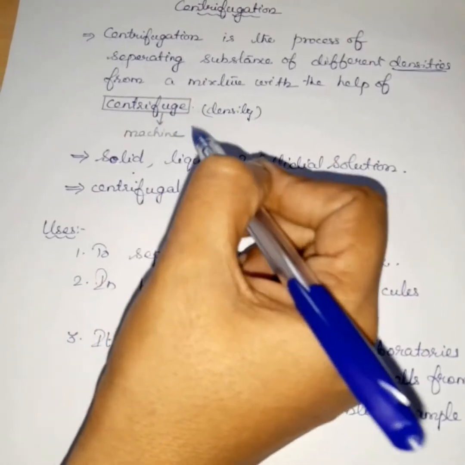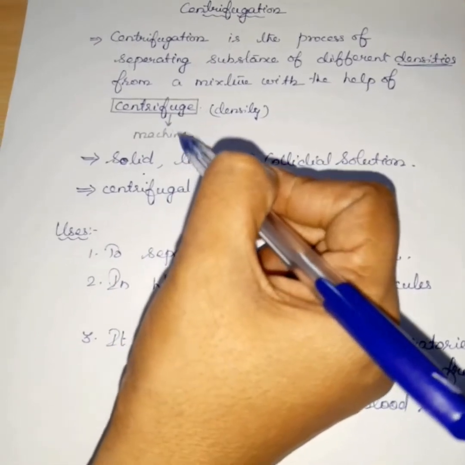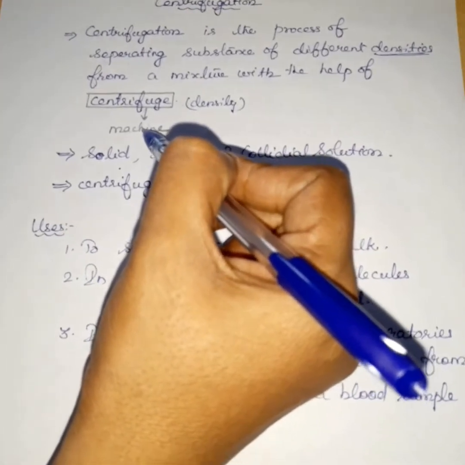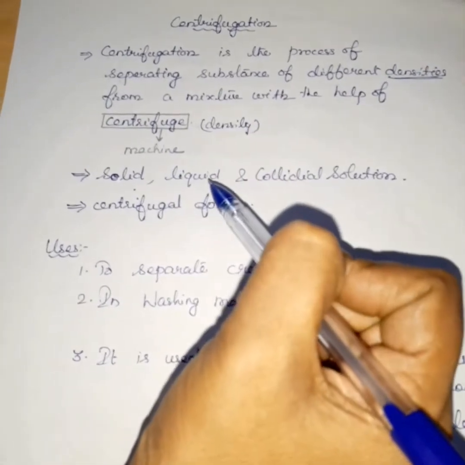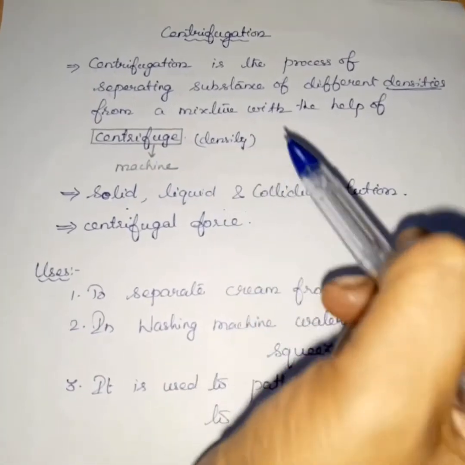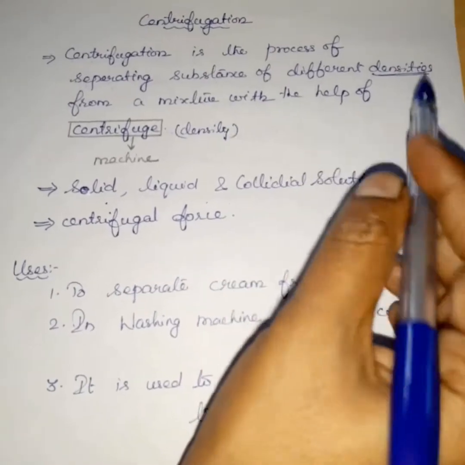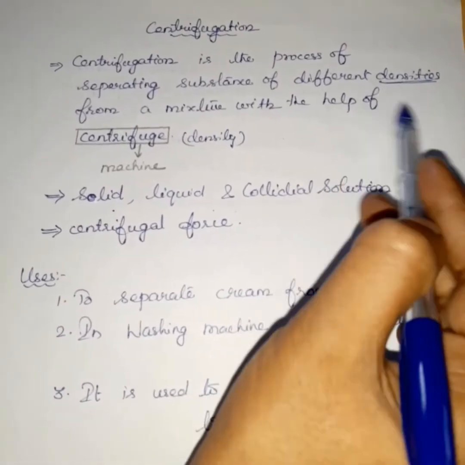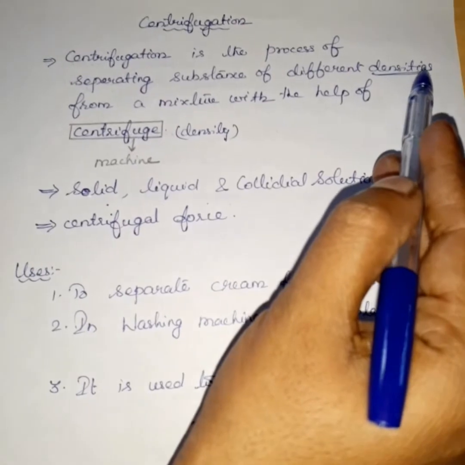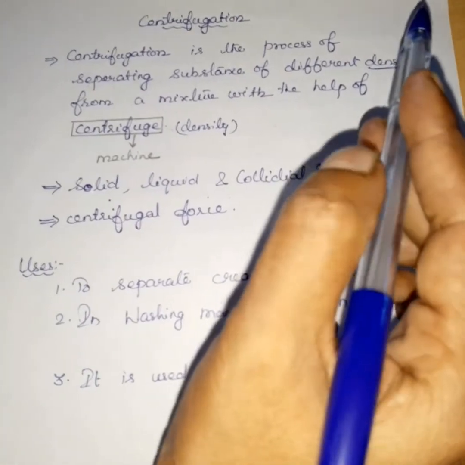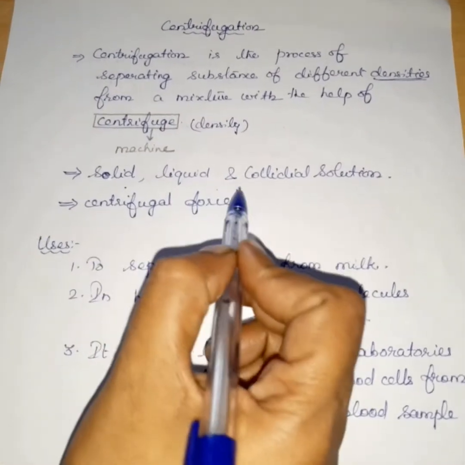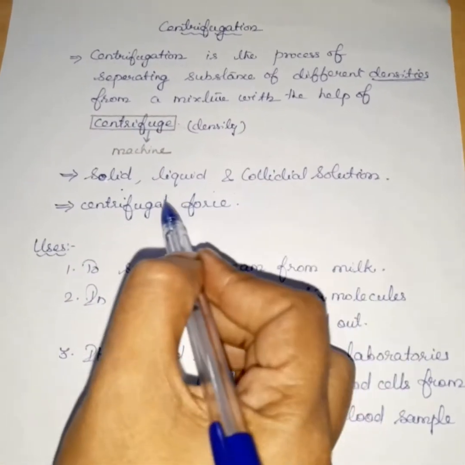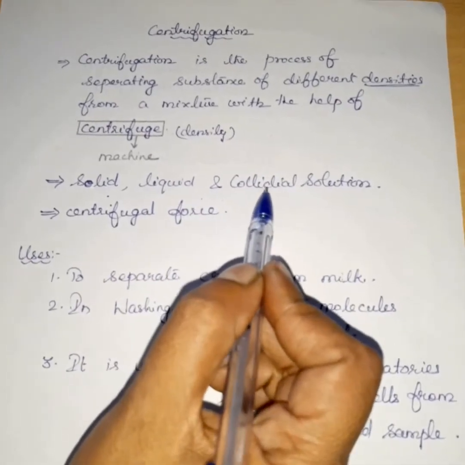What is a centrifuge? It is a machine. A centrifuge is used to separate fluid, gas or liquid based on density. It is one of the separation processes used to separate solid, liquid and colloidal solutions.